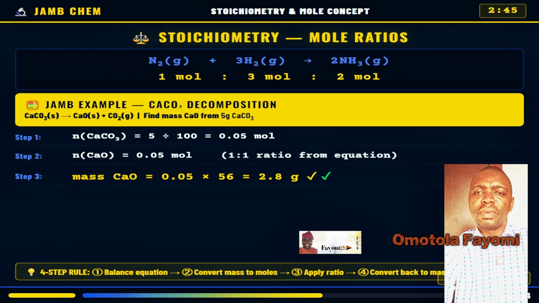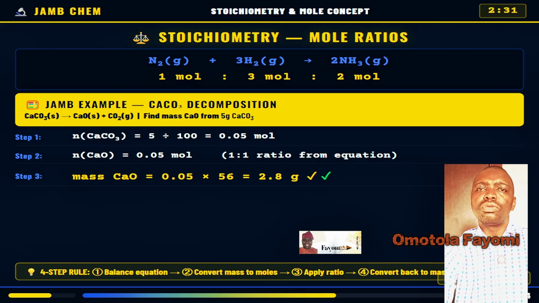Always. Now, stoichiometry, which is the heart of using a balanced chemical equation to calculate amounts, and this is key in understanding mole ratios. Look at this equation. Nitrogen gas plus hydrogen gas, which has 3 moles, gives 2 ammonia. The ratio is 1 to 3 to 2. That means 1 mole of nitrogen reacts with 3 moles of hydrogen to give 2 moles of ammonia.